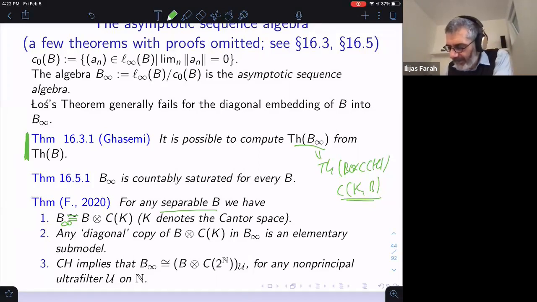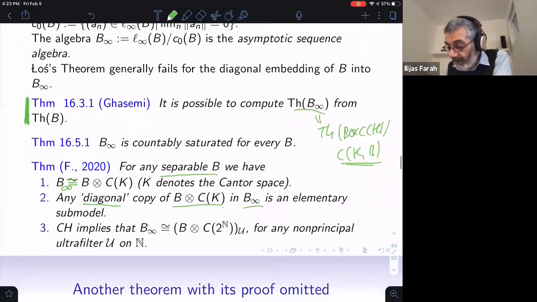So second, a slightly more precise statement is that any diagonal, in quotation marks, copy of B tensor C(K) inside here is an elementary submodel. There is no canonical diagonal copy, but there are many copies which deserve to be called diagonal. In the unital case, it's easier to see what is going on because you have a big center and you can just take a subalgebra of the center isomorphic to C(K) and make sure that this is an isomorphism.